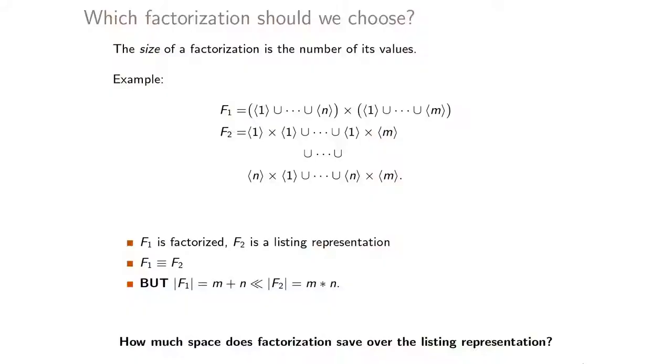Okay, so which factorization should we choose? Well, the size of a factorization is the number of its values, right? So in this particular case, we count how many values we have. For instance here, if you have a factorization which says I take a product of n values on one side and m on the other, as I explained, then it is n plus m. But if I take all possible combinations, 1n1, 1n2, 1n3, and so on, then it's n times m, yeah? So this is where we can actually gain asymptotically.